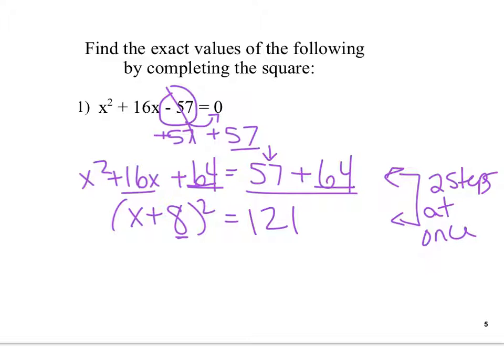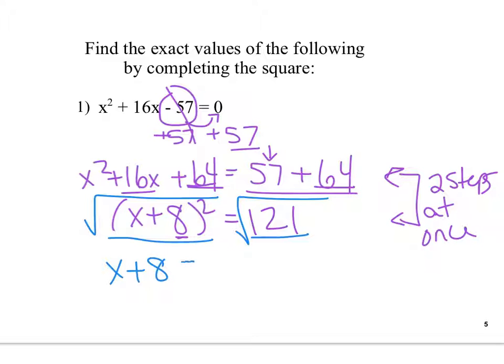This is now a perfect square. This is the perfect square equal to a number. And now we have to solve it. So hopefully you got that far. After that, we take the square root. x plus 8 equals plus or minus 11. And then this creates our two equations.